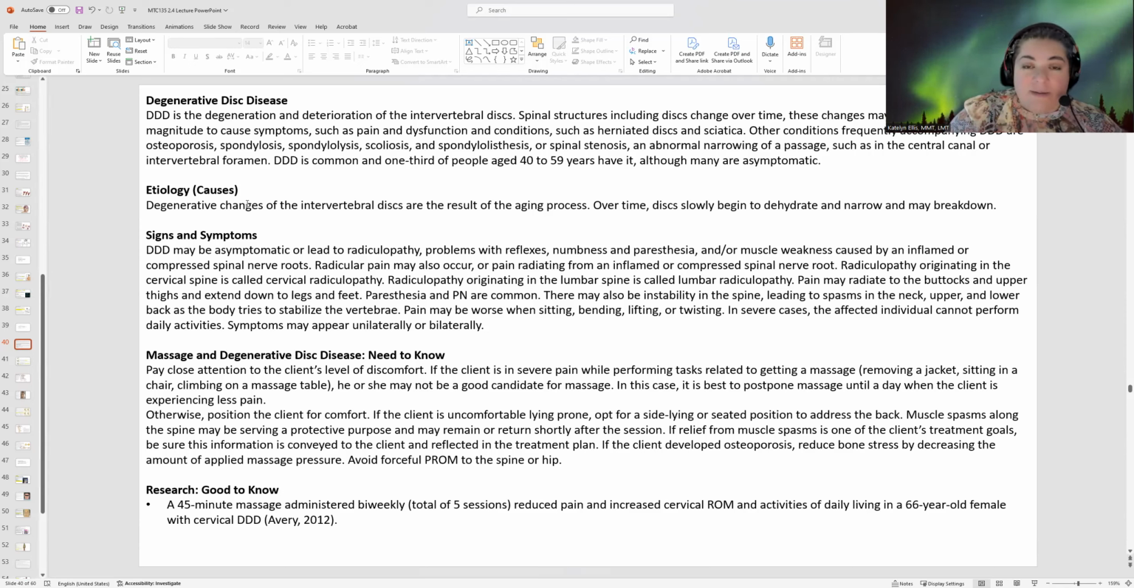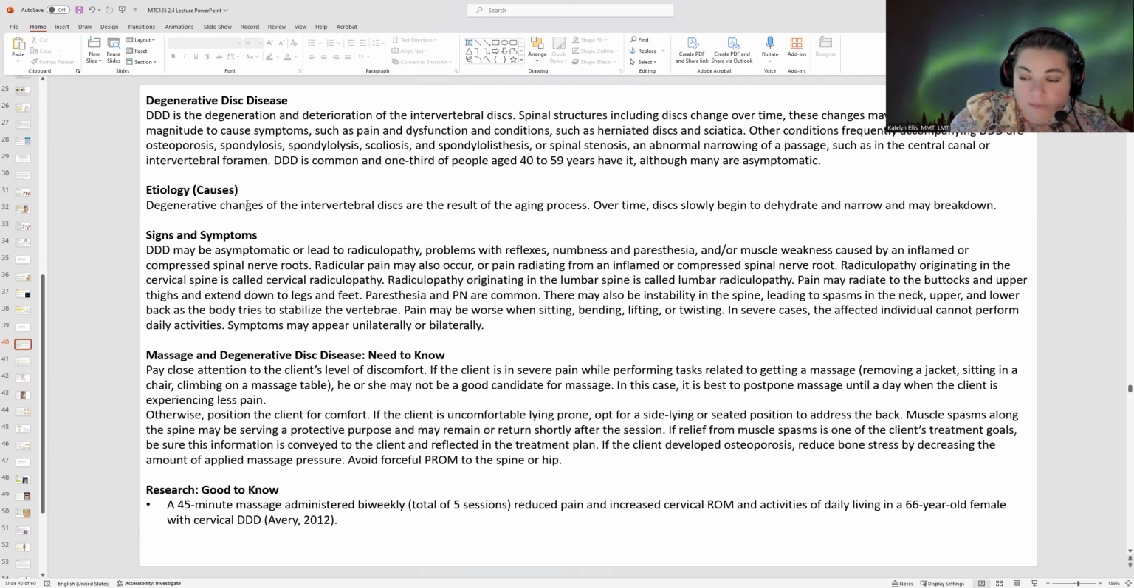You might have to lower your table and provide a footstool. Position the client for comfort. All right, you might have to be in a weird side lying with a bolster under a knee. You might have to put bolsters in between the knees while they're side lying.